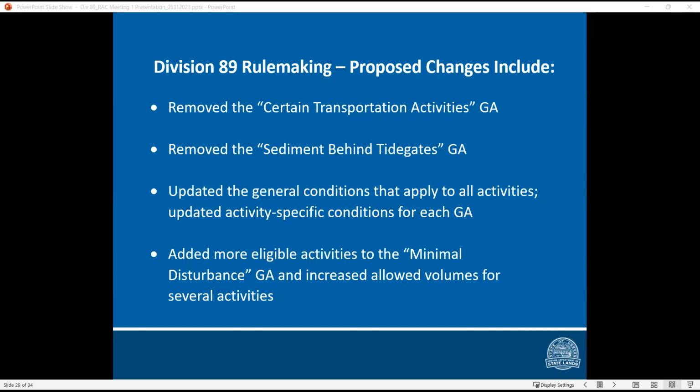We've updated the general conditions that apply to all activities, as well as the activity-specific conditions for each GA. And we've added more eligible activities to the minimal disturbance general authorization. We've also increased the allowed volume for many activities. Right now, it's limited to 4 cubic yards, and we're proposing to increase that for some activities.